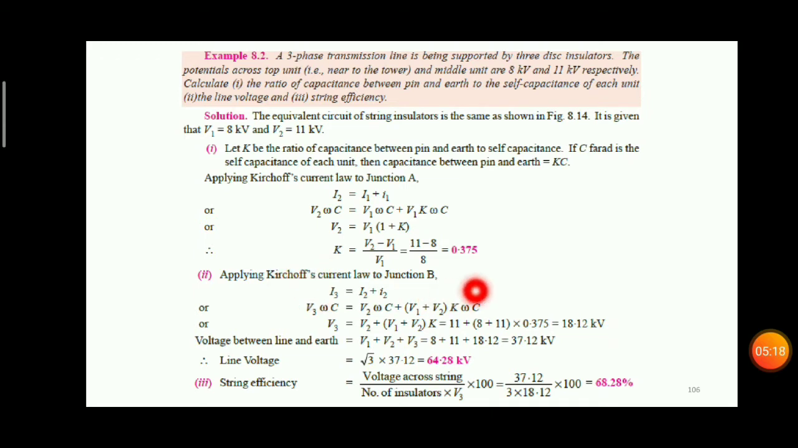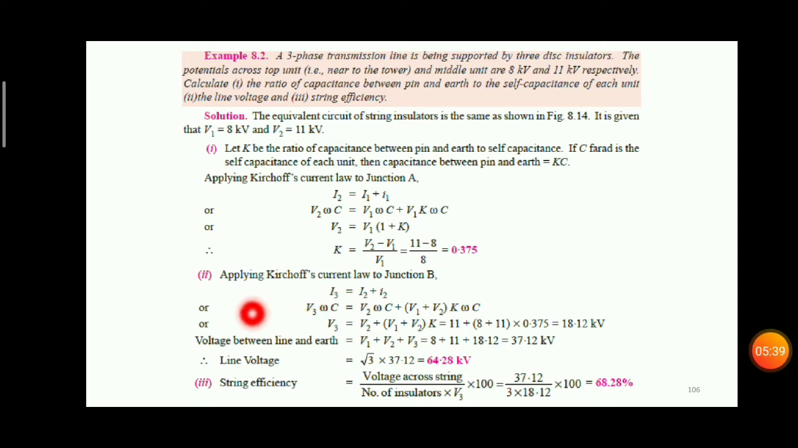Now we can apply Kirchhoff current law at junction B and we can find the value of V3. V3 equal to V2 into V1 plus V2 into K. Substitute the value of K as obtained here and find the value of V3. Now we will get it as 18.12 kV.